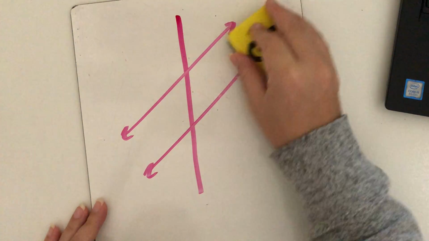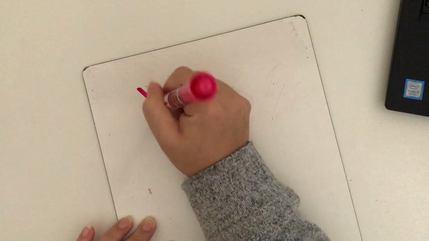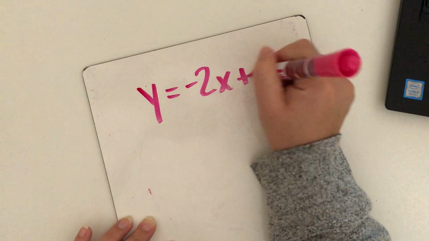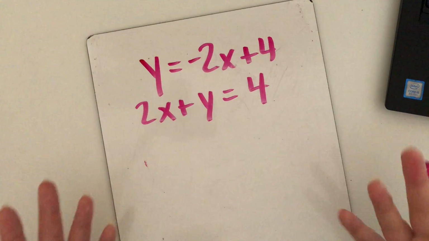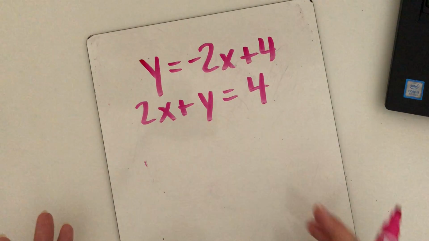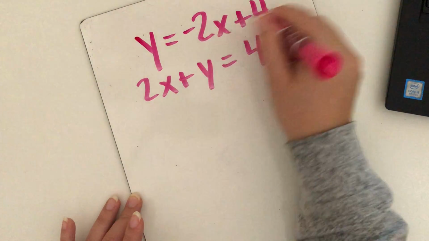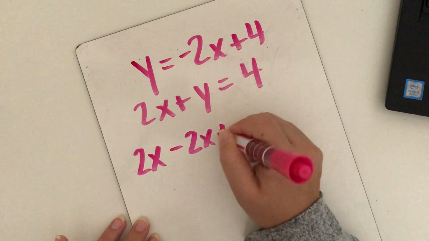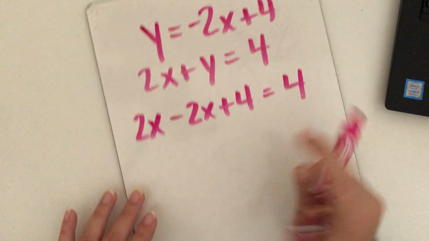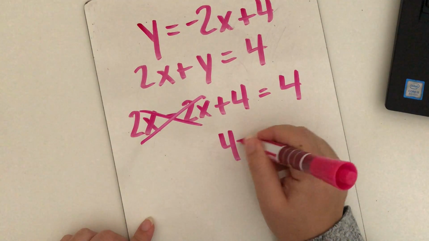Now, on the other hand, let's say that you start off with two equations that don't look the same right off the bat. So this is what it looks like. Let's go with substitution, because this is already solved for a variable, right? So wherever I see y, I'm going to plug this in. So I have 2x minus 2x plus 4 equals 4. What happens to these two variables? They cancel out. I get 4 equals 4.